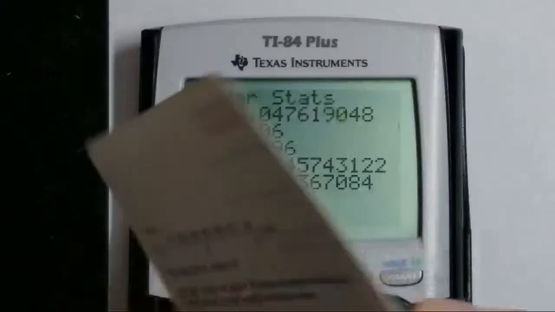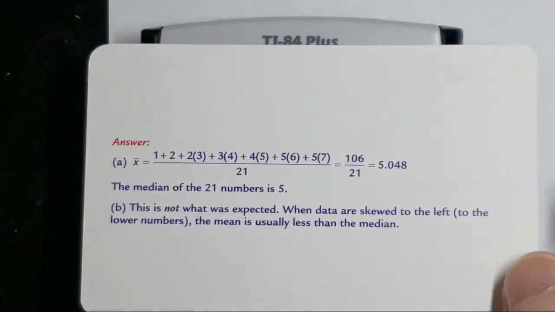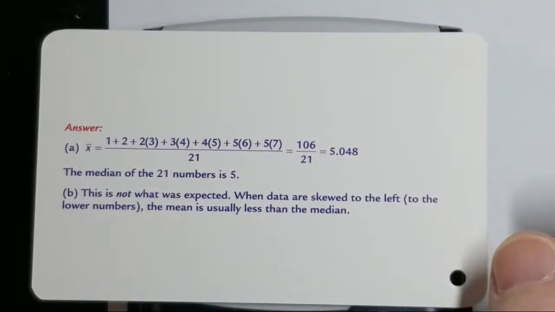Yeah, let's see what the back of the card says. There we go. First of all, 5.05 being the x-bar, the mean, and the median being 5. This was not what was expected. When data is skewed to the left, the mean is usually less than the median. That's exactly what we talked about. In terms of data being skewed, the mean tends to be pulled in the direction of the skewness.